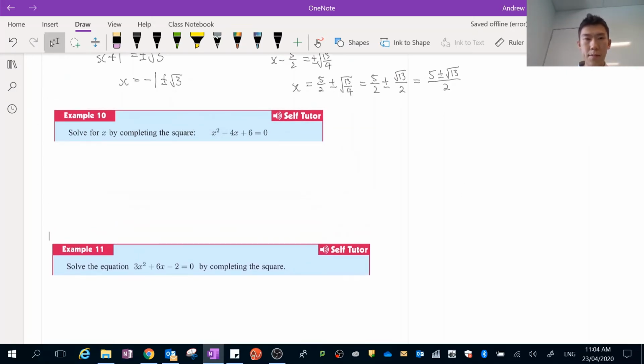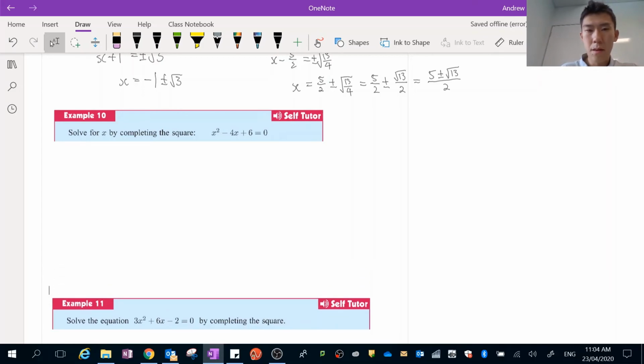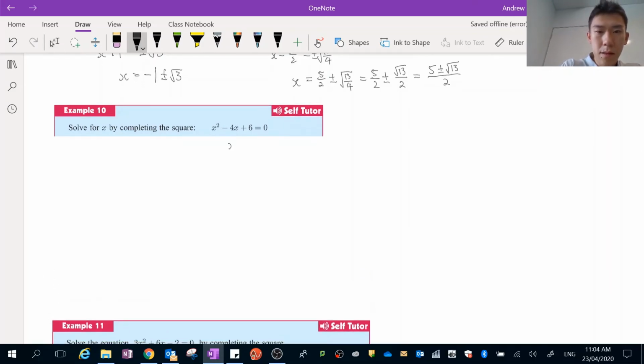Okay, let's do example 10. Solve for x by completing the square. X squared minus 4x plus 6 equals 0. Okay, so x squared minus 4x equals negative 6. Now I'm going to complete the square on my left-hand side, so I'm going to half -4 and square it, which becomes 4. So that means I have to add 4 to both sides.